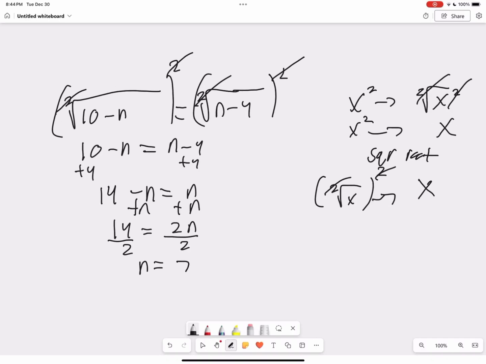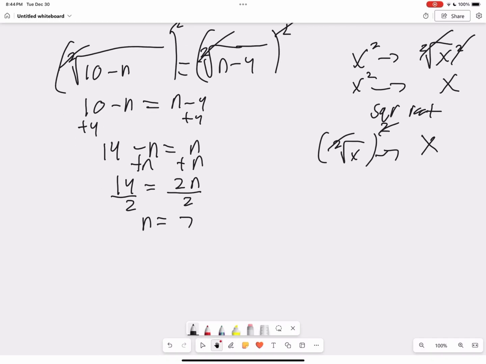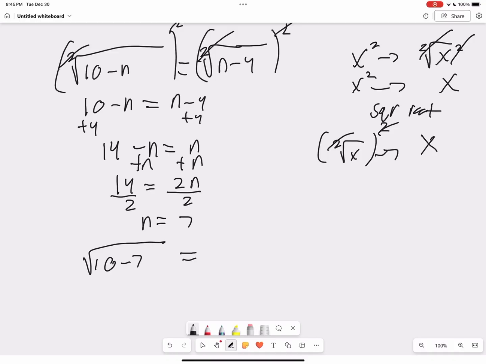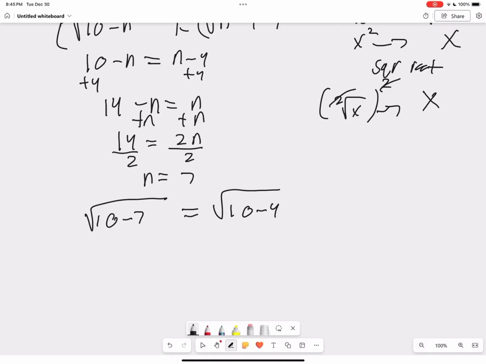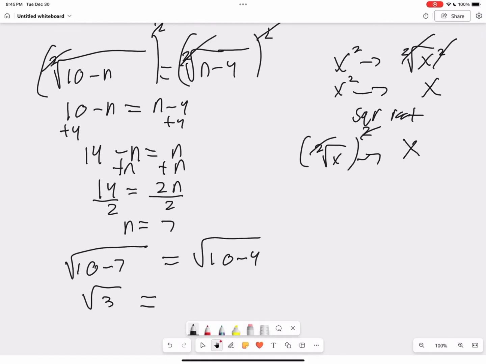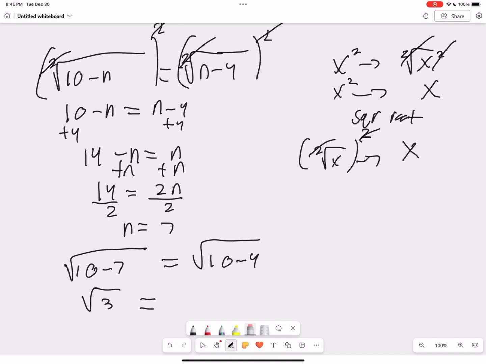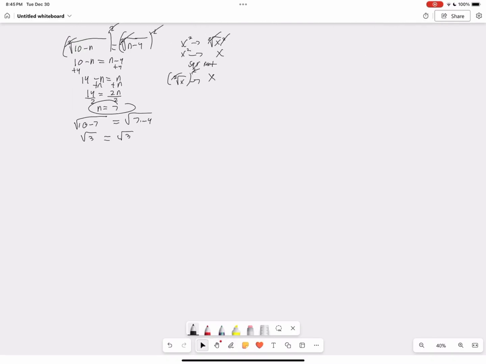Let's plug it into our original equation and see if this works. We get 10 minus 7 equals the square root of 7 minus 4. 10 minus 7 is 3, and the square root of 7 minus 4 is the square root of 3. So that means n equals 7 is a solution. Let's try another one.